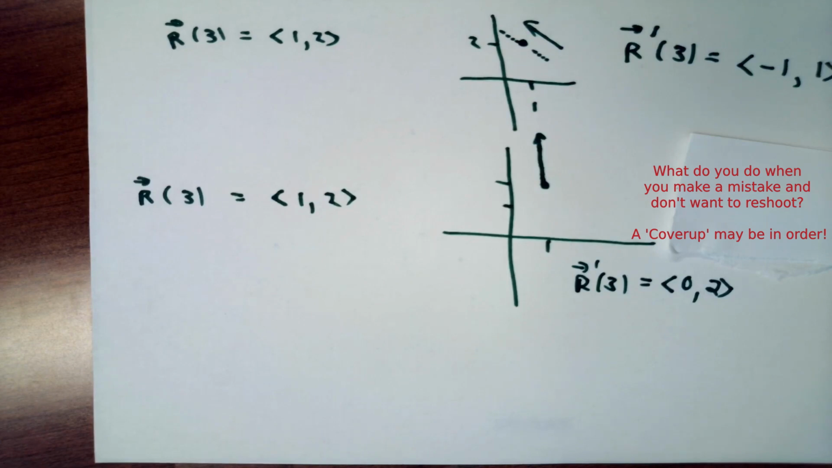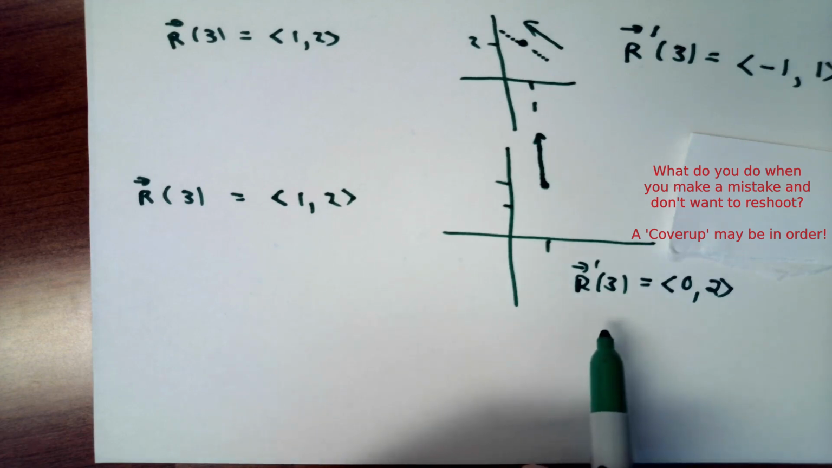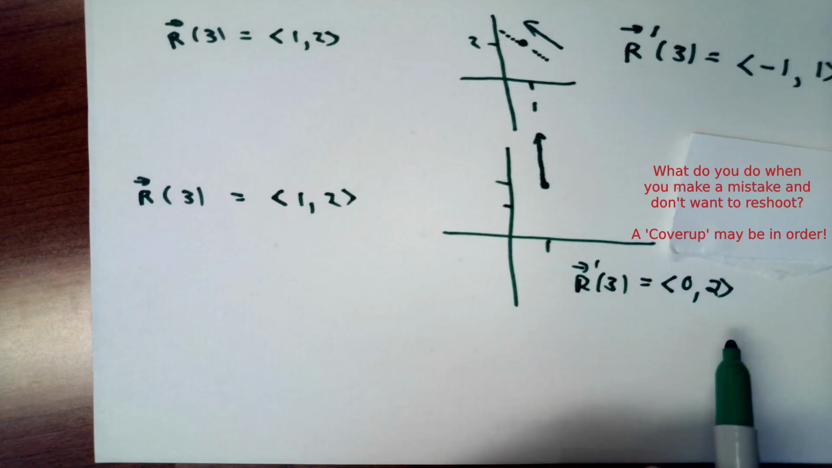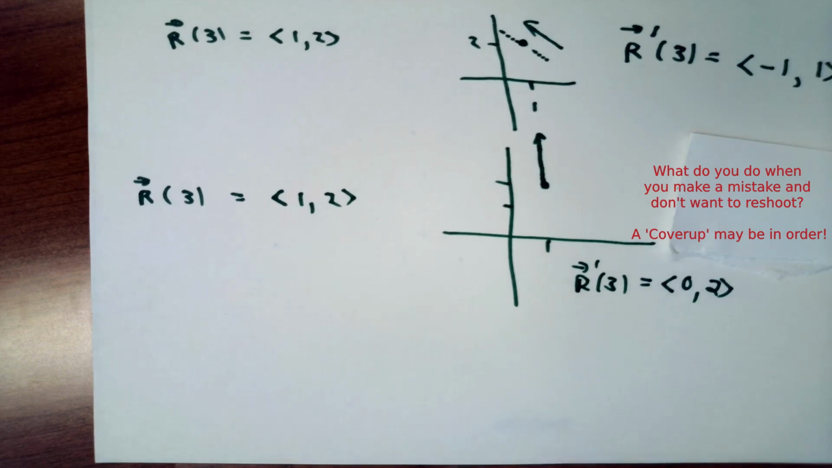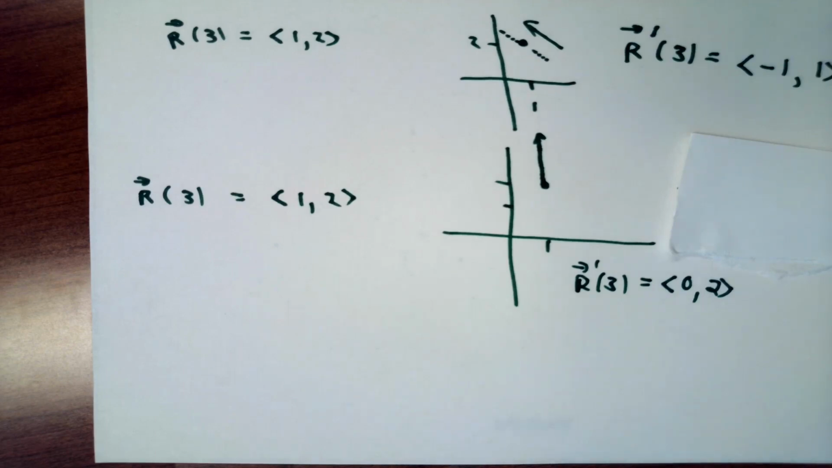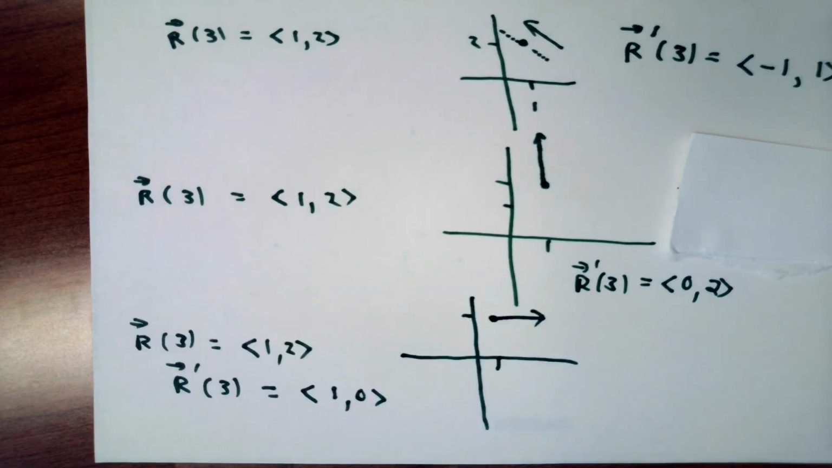It's perfectly all right if one of the components of the derivative is 0. If r prime at 3 were the vector 0, 2, that would mean right at that point on the graph, there is no horizontal motion, but you're moving upwards in the positive y direction. Likewise, it would be all right if the second component of the derivative were 0 and the first was not. This would tell me that right at t equal 3, I'm passing through this point 1, 2 in a horizontal direction.